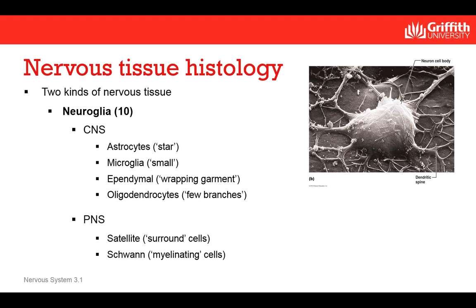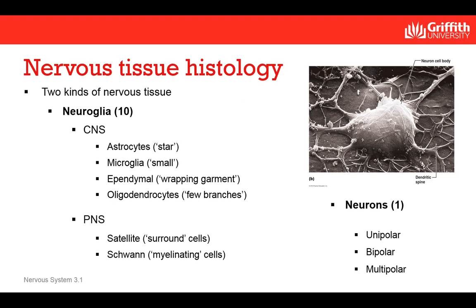There are two kinds of nervous tissue: neuroglia and neurons. Neuroglia wrap around the more delicate neurons, providing them with support and protection. The neurons are excitable nervous tissue which respond to stimuli and transmit electrical signals from one part of the nervous system to another. For each neuron found within the nervous system, there are approximately 10 neuroglia.